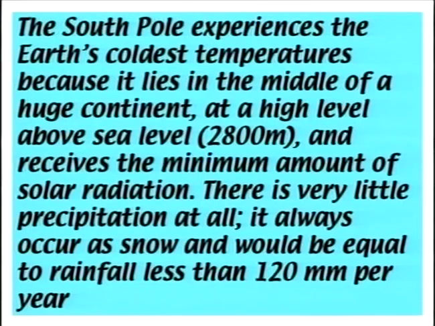There is very little precipitation at all, and if there is precipitation, it always occurs as snow and would be equal to rainfall of less than 120 millimeters per year. So very little rainfall or precipitation. And if precipitation does occur, it will always occur as snow and not water falling.